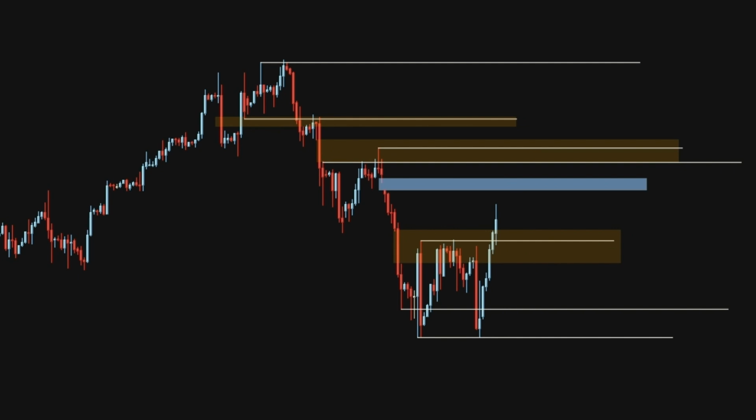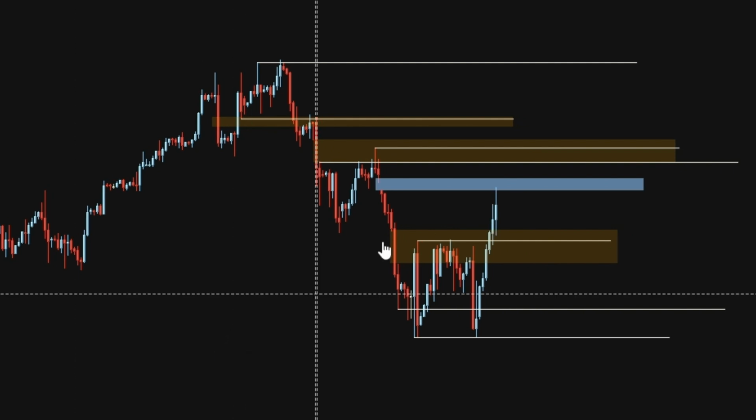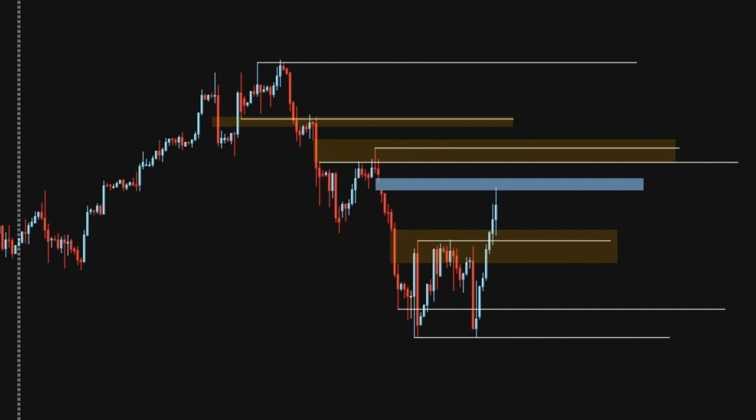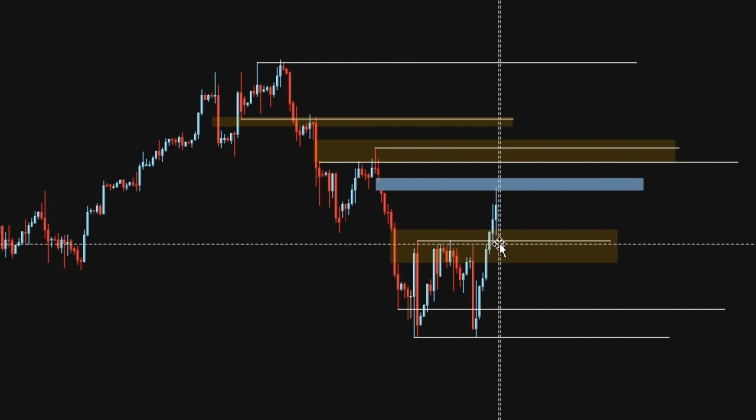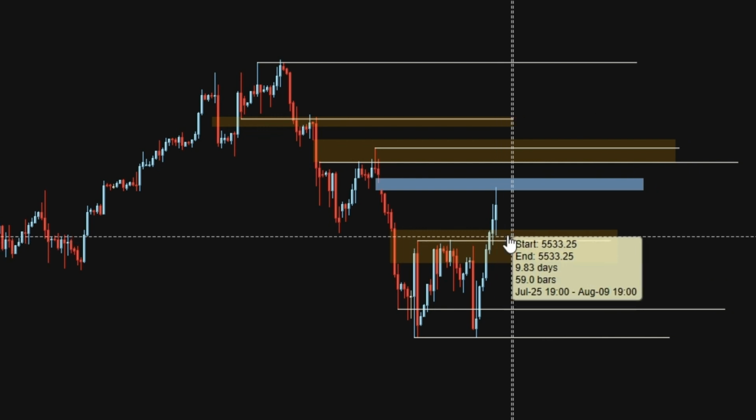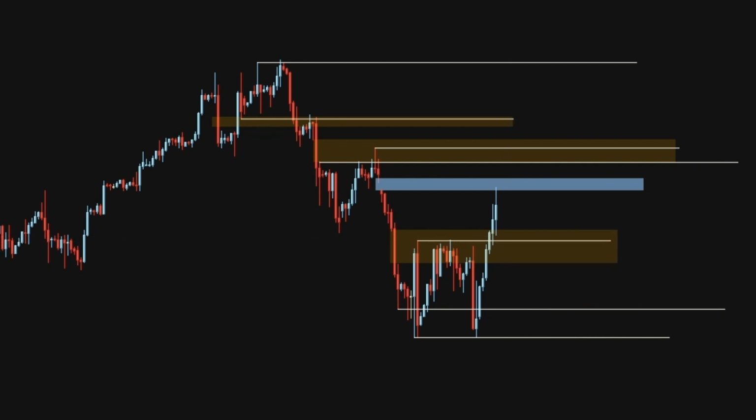So we're still moving above. See, now we're testing this volume imbalance. So it's acting as support, as you can see, guys.